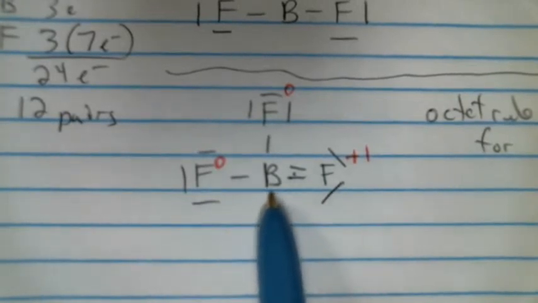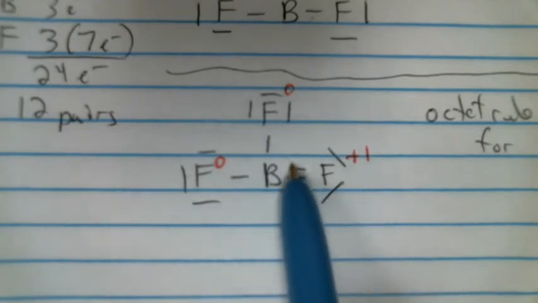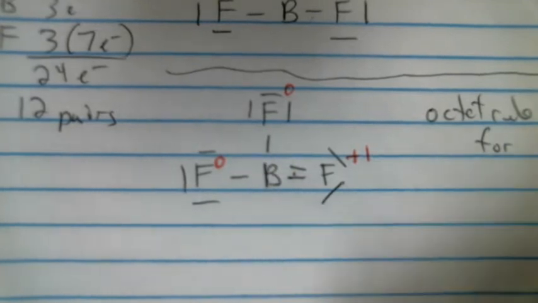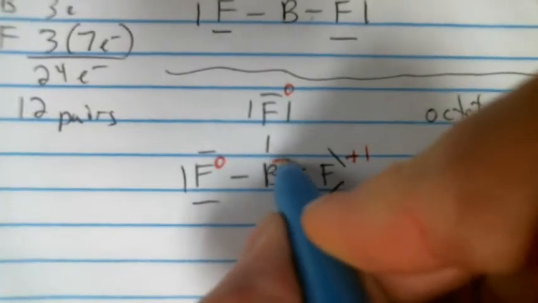What about boron? Supposed to have 3. It has 1, 2, 3, 4. Because remember, bonding pairs count half. So we just count 1 when we do this. 1, 2, 3, 4. So boron has an extra 1. So that's a minus 1.